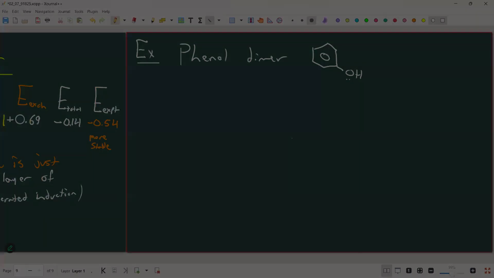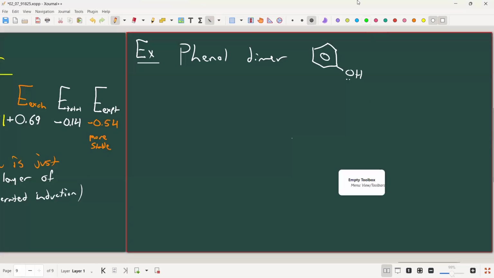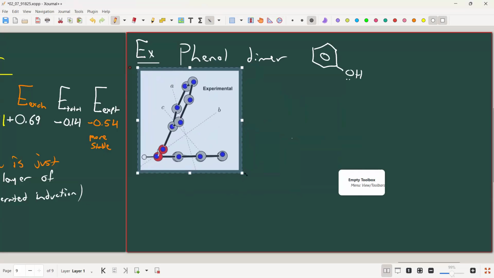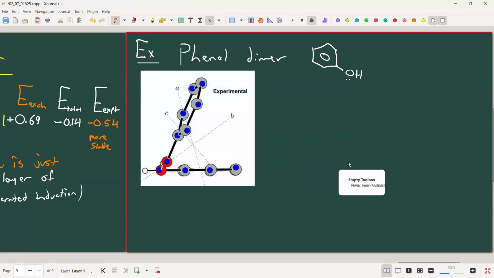And here I'll show you a picture of the experimental structure of this molecule. So this is what the structure of the cluster looks like. I'll find a better picture of it. This is side on. This is one of the benzene rings, one of the phenol monomers, and I'm looking at it side on. Here's the oxygen, and here is the other benzene ring coming in with the OH bond hydrogen bonded to the other oxygen. Okay, so what do we have here? Well, we have a hydrogen bond.